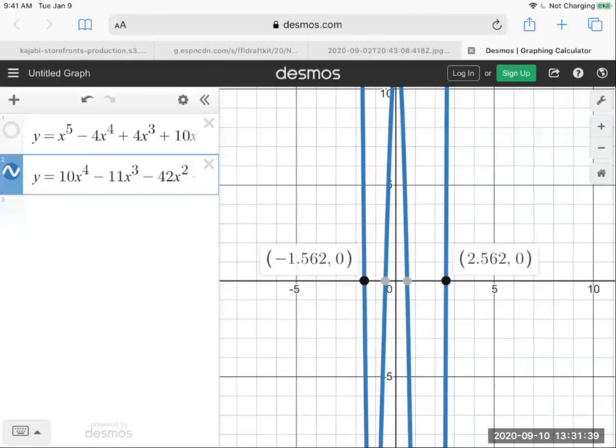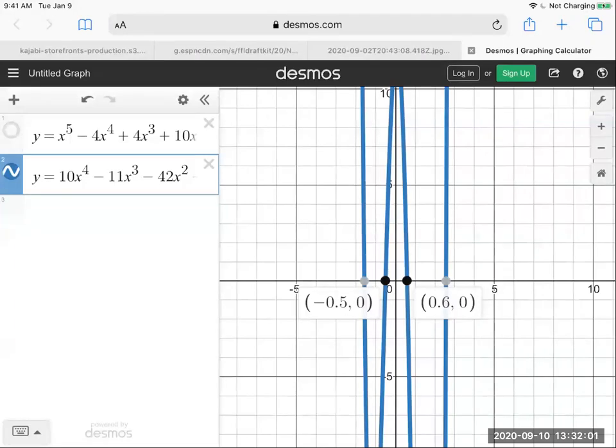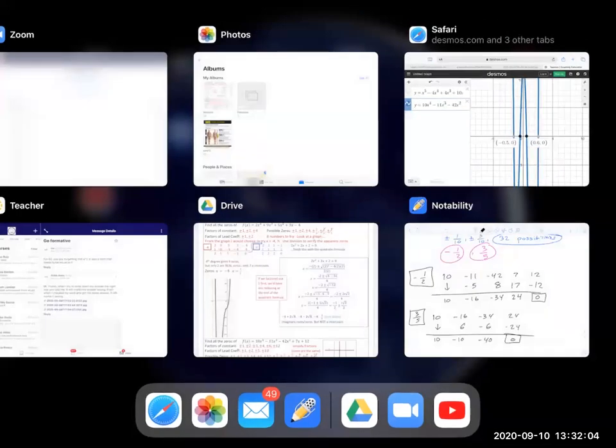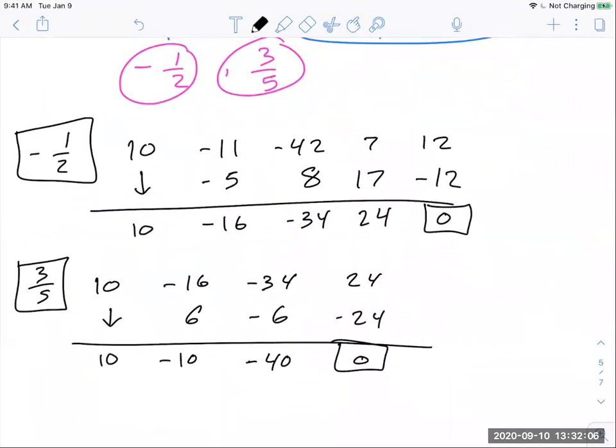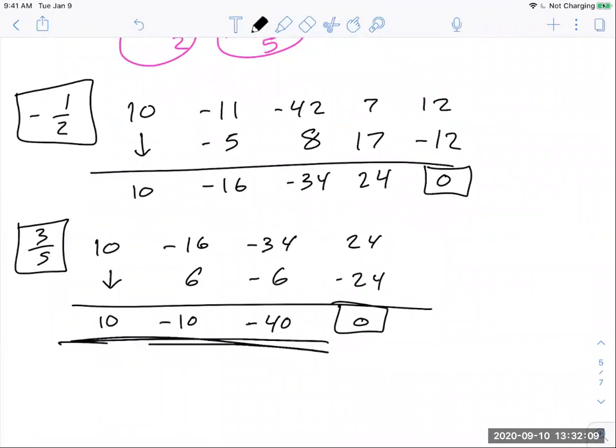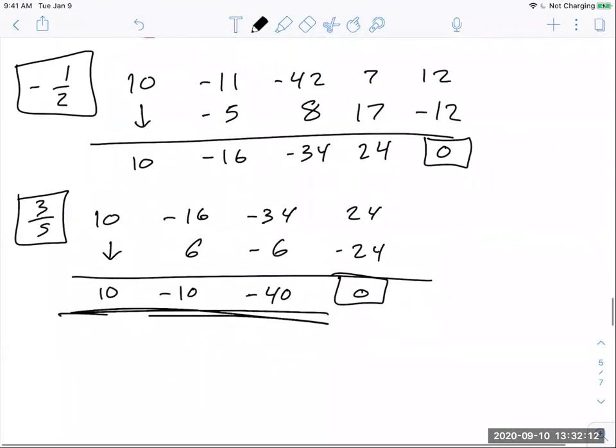However, if I look at these, I don't know which fraction is going to make that number. I could possibly try them all, and none of those are even going to work, because I don't think any of my fractions there are going to give me 2.562. So since I only know these 2, I'm going to find these 2 by using them. As for the other 2, I'm going to use what I found here to do the quadratic formula. So I am left with 10x squared minus 10x minus 40.